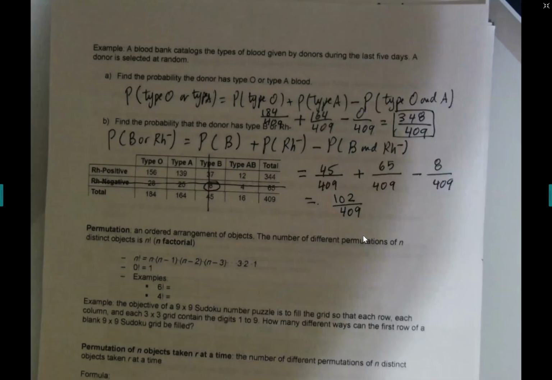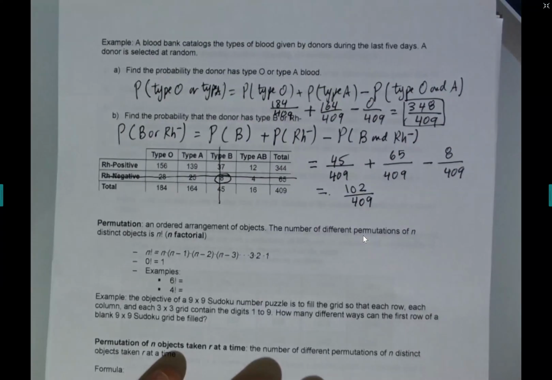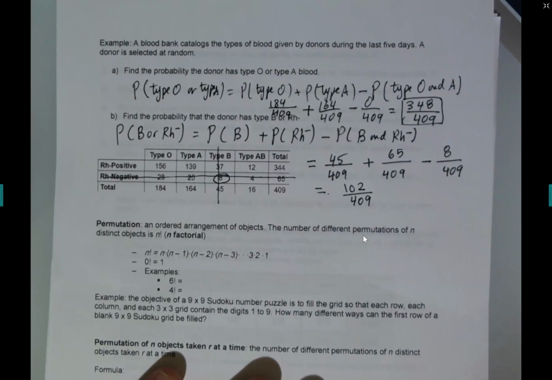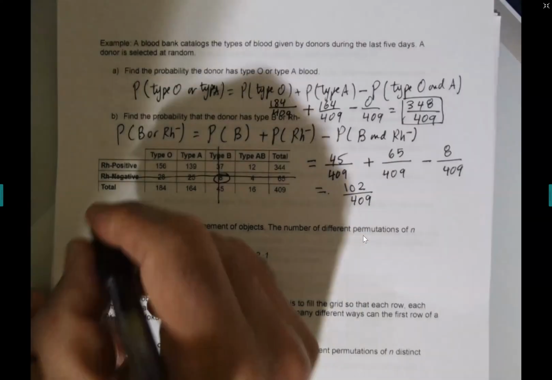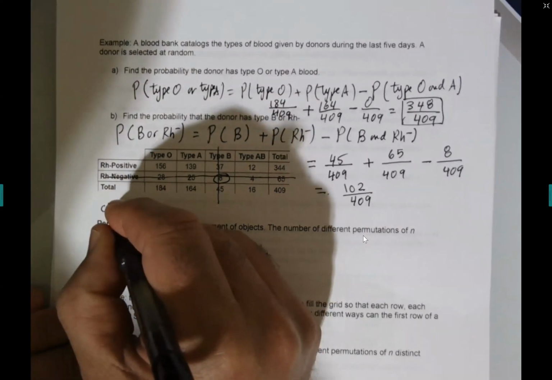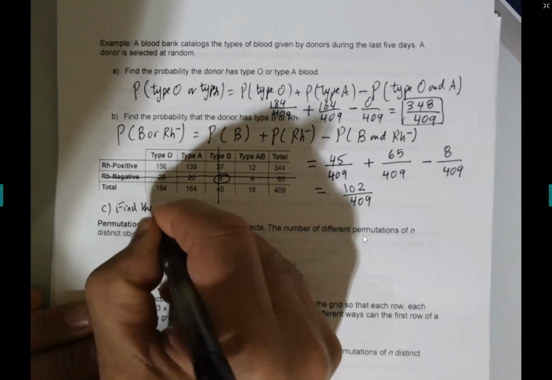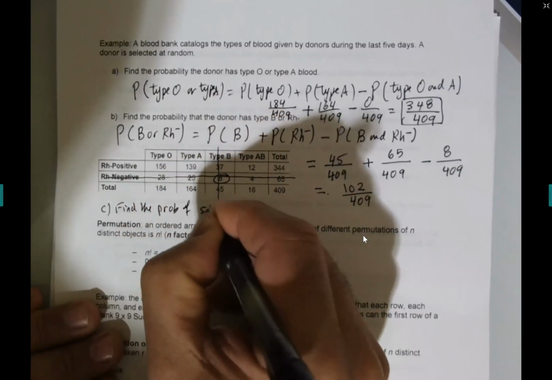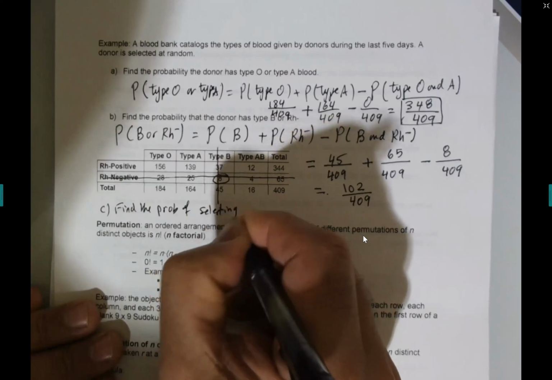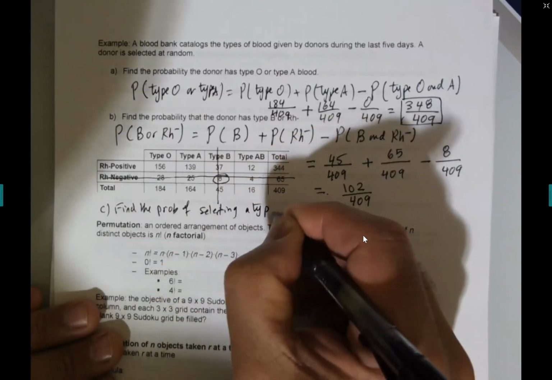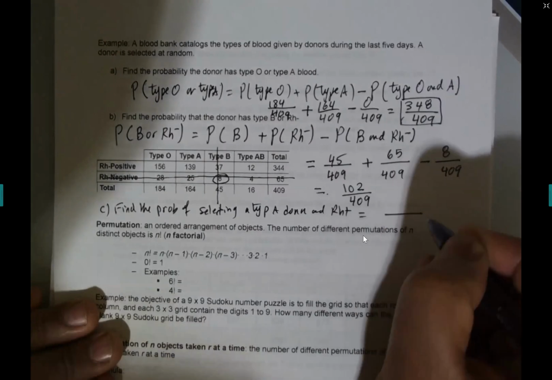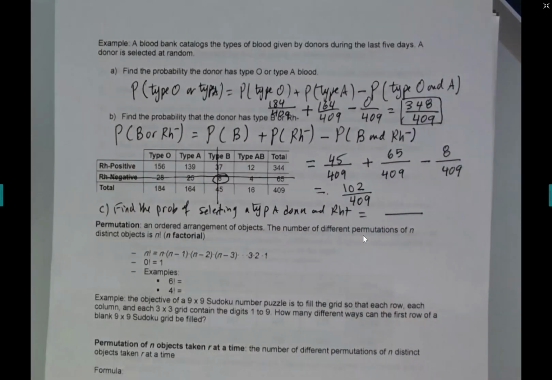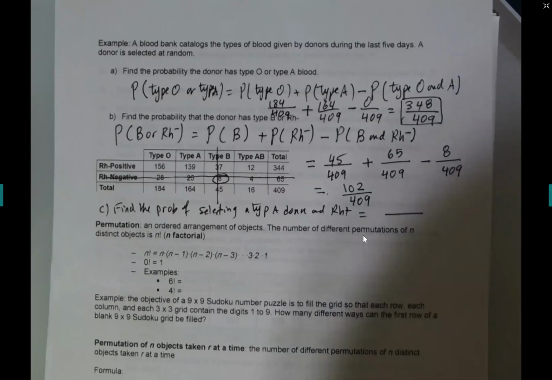Let me ask you a couple more questions, guys, before we wrap this up. We're almost to the end of this chapter. If I give you this table, I'm going to add a C here. Find the probability of selecting a type A donor and RH plus. Type A donor.